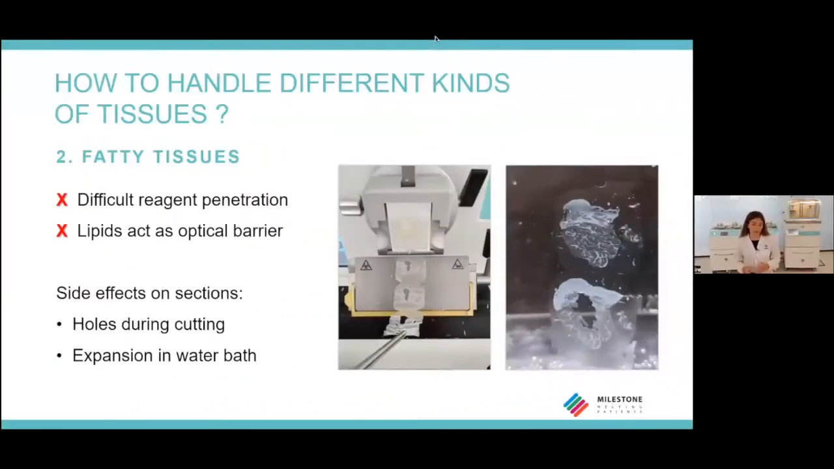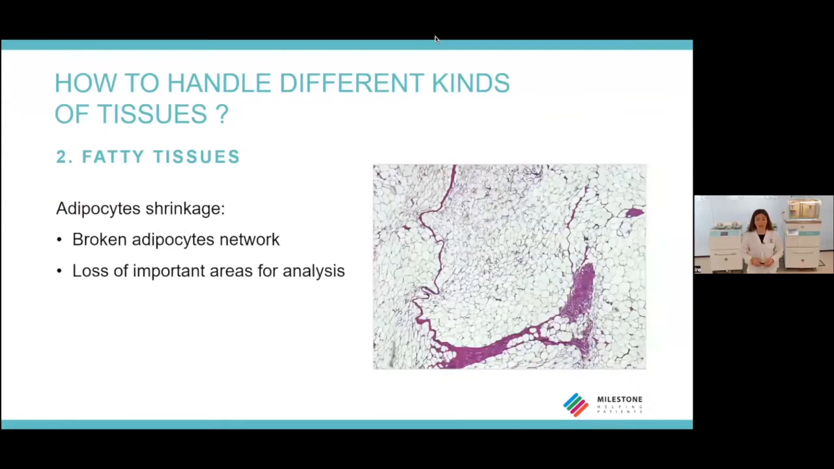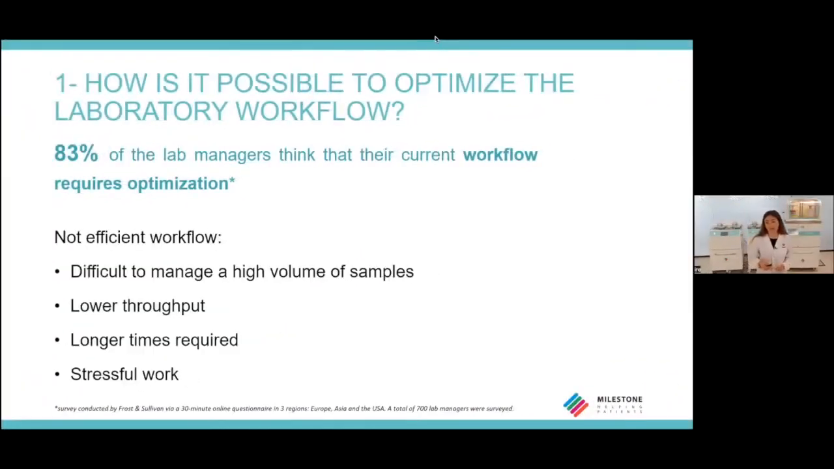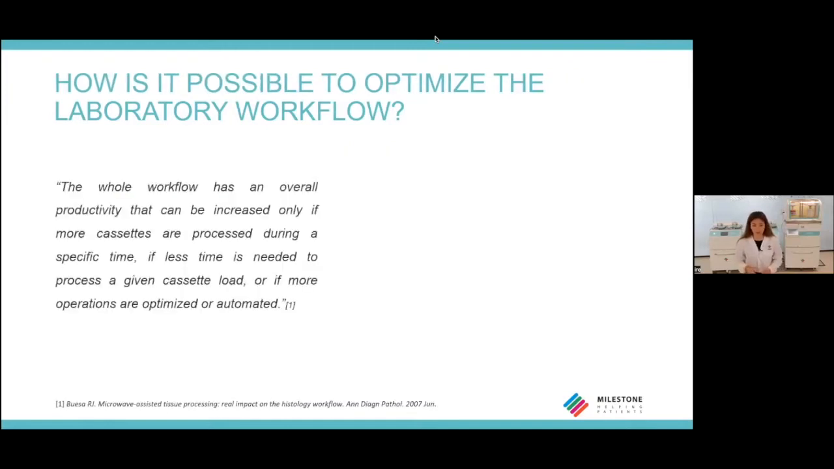If a fatty sample is not correctly treated, problems are present during the cutting of the block for sure. Sections may present holes, and also the tissue tends to separate from paraffin and expand in the water bath, like we can see in this image. And also, very important from the microscopic point of view, we can see the adipose tissue as a dense adipocyte network. So the question is how we can try to optimize the laboratory workflow.